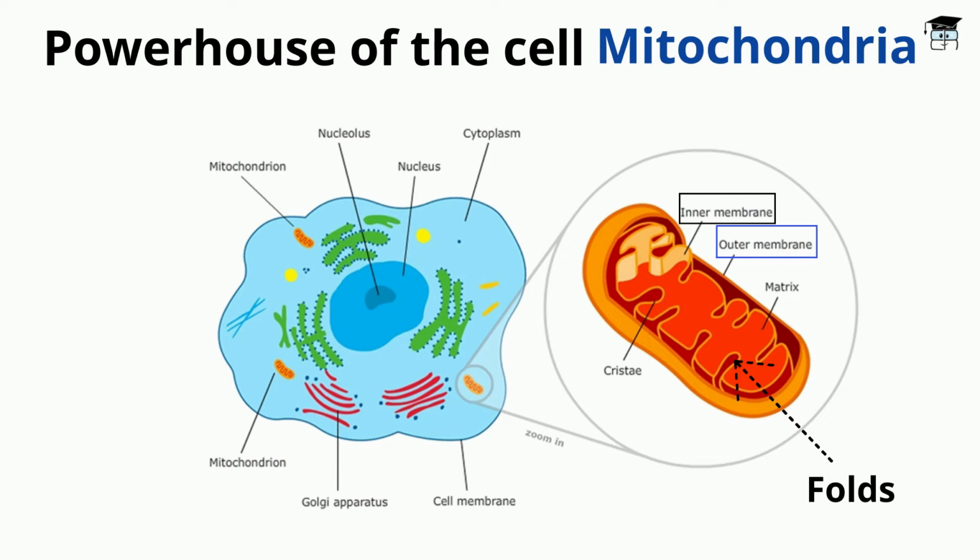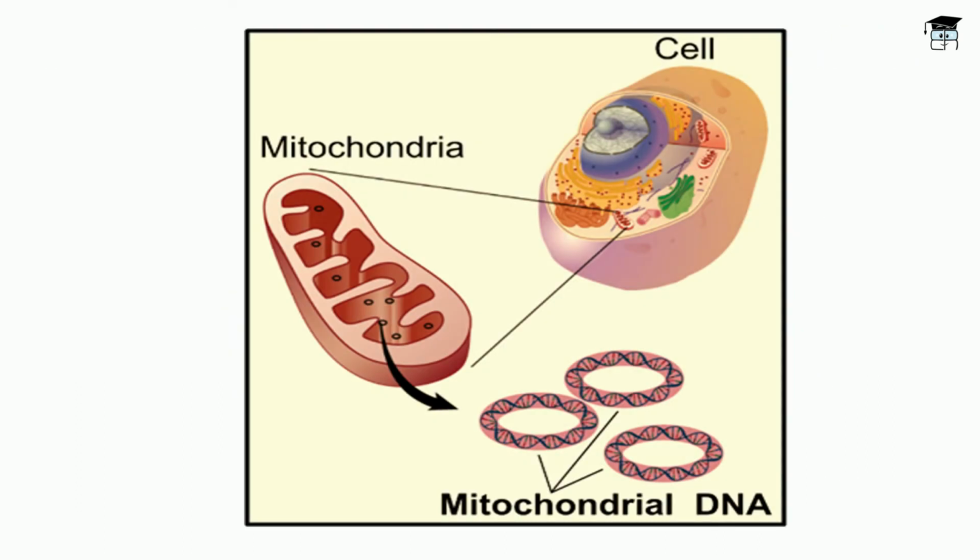The energy required for numerous chemical reactions required for life is released by mitochondria in the form of ATP, adenosine triphosphate, molecules. Mitochondria are unique organelles in that they contain their own DNA and ribosomes. As a result, mitochondria can produce some of their own proteins.